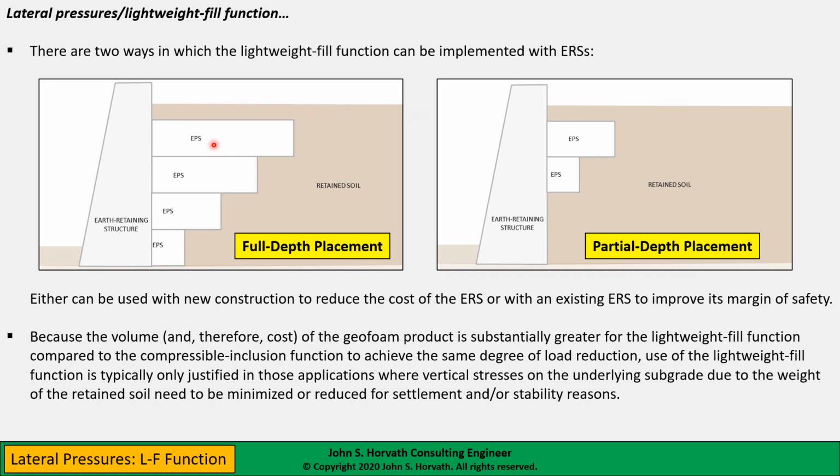So in that case, yes, the use of EPS blocks was completely justified because they wanted to achieve pressure reduction, but at the same time not overstress and cause excessive settlements of the underlying subgrade. So yes, there is a time and place when the lightweight fill function is the better choice for earth pressure reduction, but it's a very specialized situation.